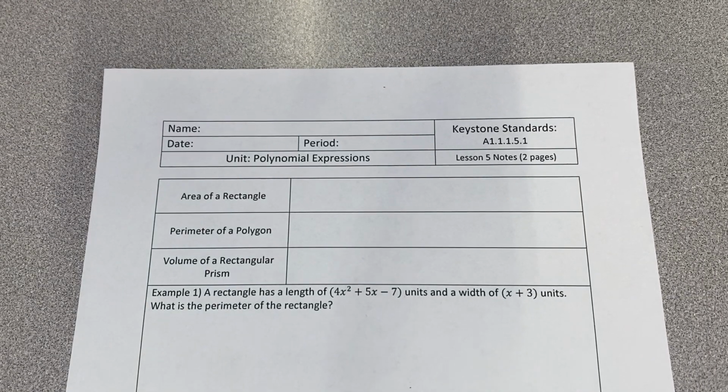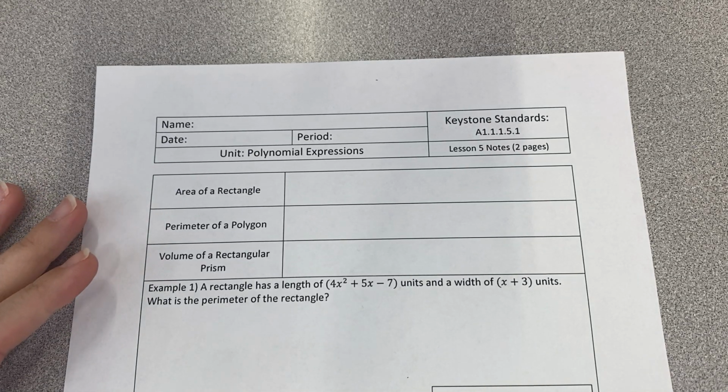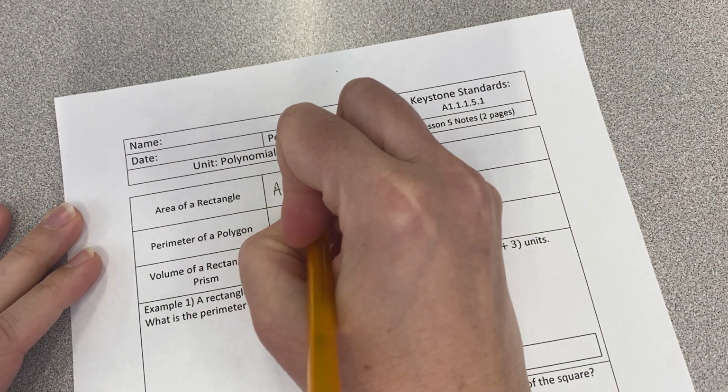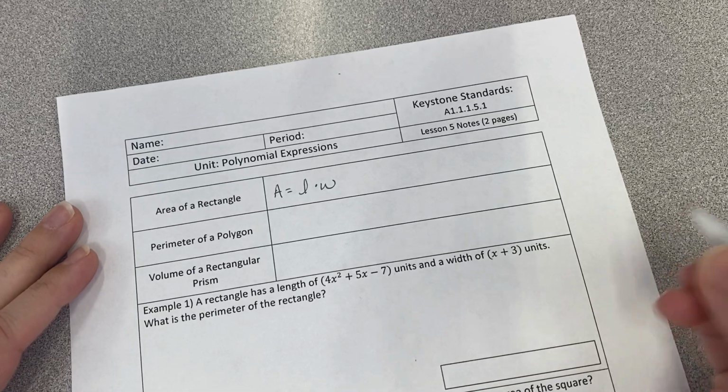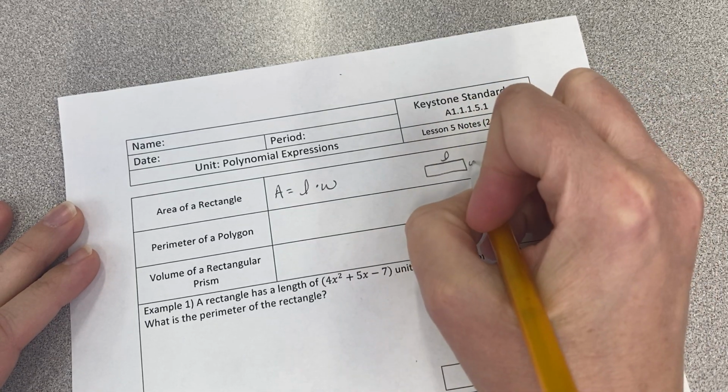This is lesson 5 for the polynomial expressions unit, and now we're going to start incorporating some geometry into our algebra. So let's go over some formulas. First is the area of a rectangle. To find area, we take length times width. So if we have a rectangle here, length, width.